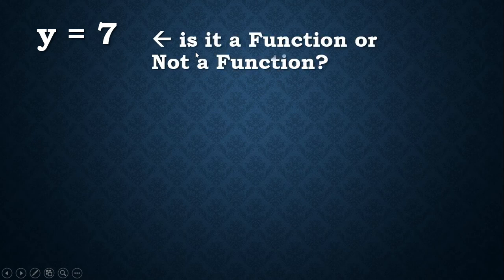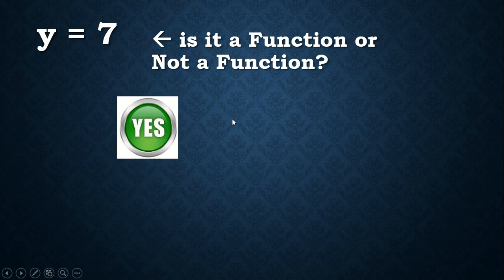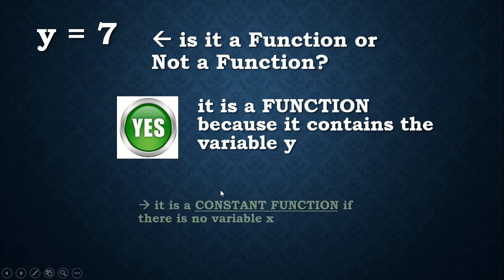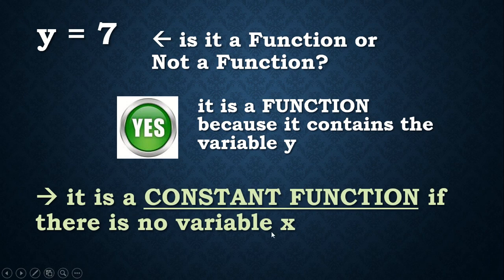Next, we have y is equal to 7. The question is, is it a function or not a function? Yes, it is a function because it contains the variable y. And what kind of function is this? It is a constant function. This is a constant function because there is no variable x beside this constant 7.